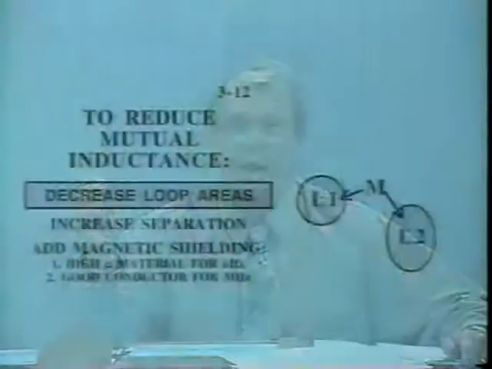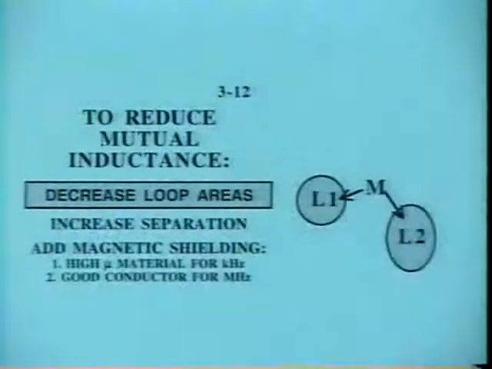But really the best way to think about fixing magnetic problems is to do something about the unneeded, unintentional mutual inductance between the two circuits. All right, so let's take a look at how we do that. How do we control mutual inductance?